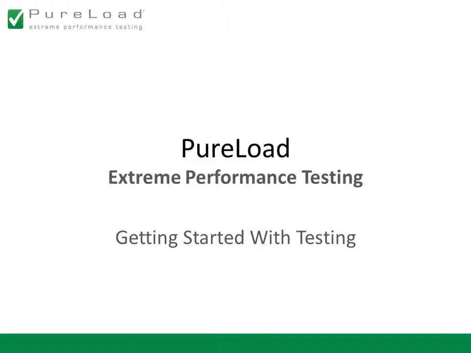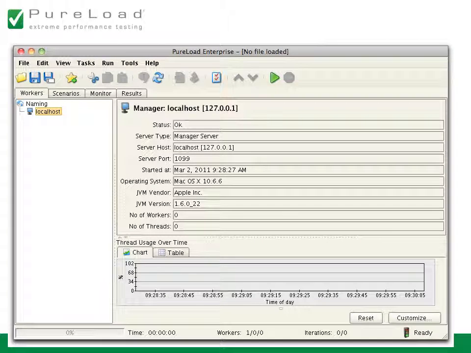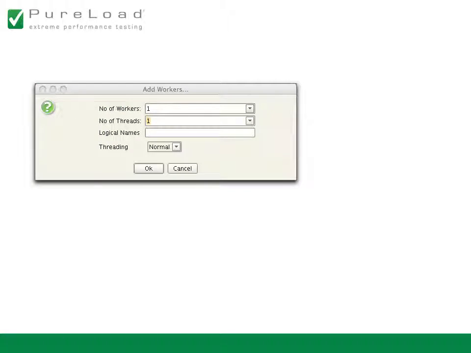First we start the service and the console. One easy way to do this for evaluation purposes or a smaller test is to run PureLoad in a standalone mode, where all the servers and the console are running in the same process. You now see the console graphical user interface. Since we are running in a standalone mode, we only have one worker manager host, and that is localhost 127.0.0.1.